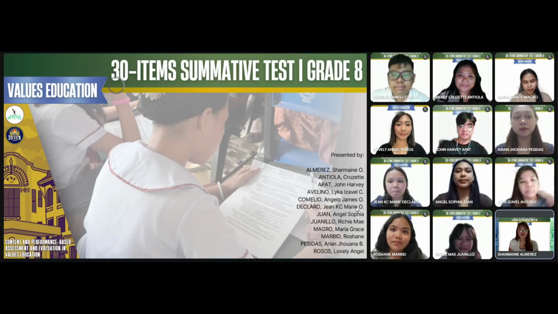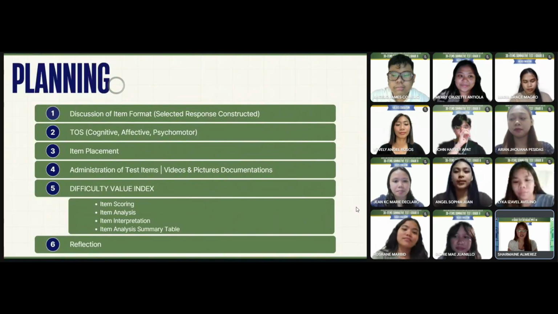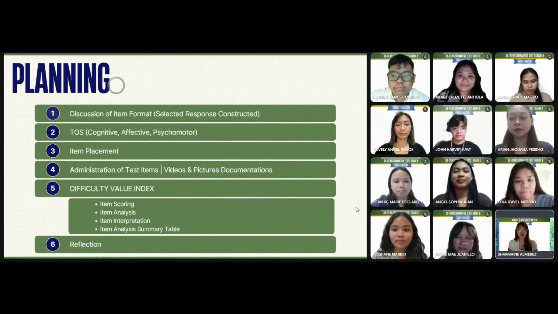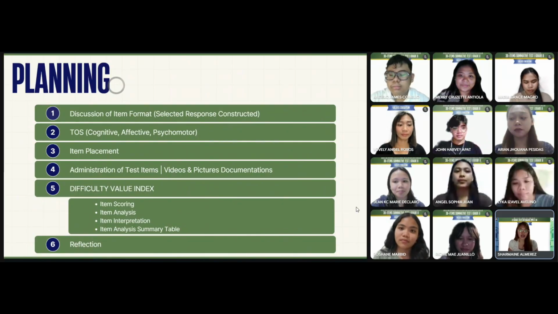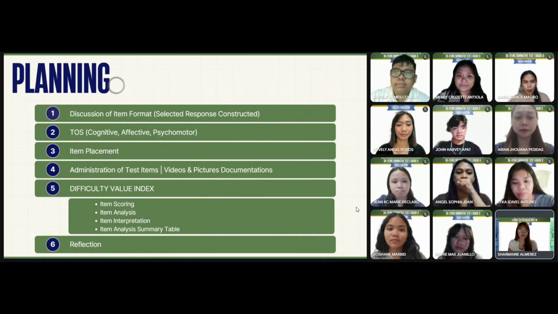These requirements involve the development of 30 summative test items for grade 8 values education covering quarter 1 to 4. As part of fulfilling these course requirements, our class worked together through the following major planning: discussion of item formats, table of specification, item placement, administration of test items or pilot testing, difficulty value index, and the collective reflection to this output. And now to discuss the item formats.